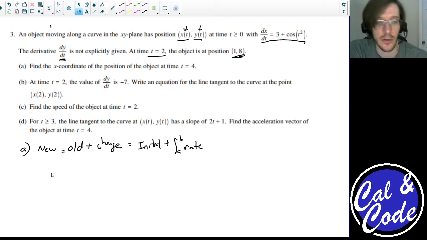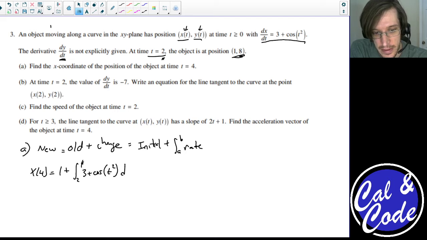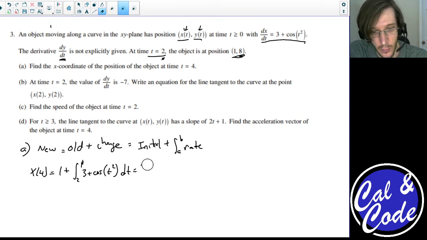So in our case, what that means is our x position at 4 is going to be its old position, which is 1, plus the integral from time 2, which is the one where we knew it, to time 4, which is where we're trying to find it, of the rate of change of x as it relates to time, which they gave me in the problem as 3 plus the cosine of t squared, dt. You put this into your calculator, and if I wrote it down correctly and can read my own handwriting, it is 7.133.